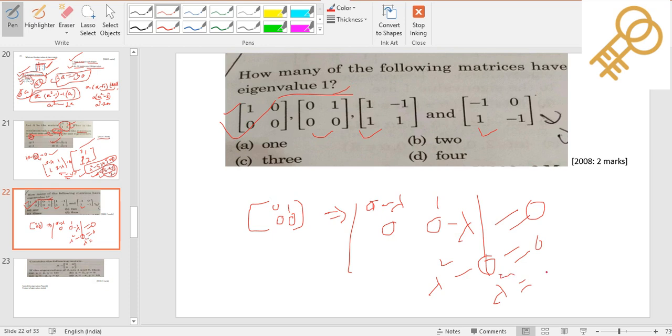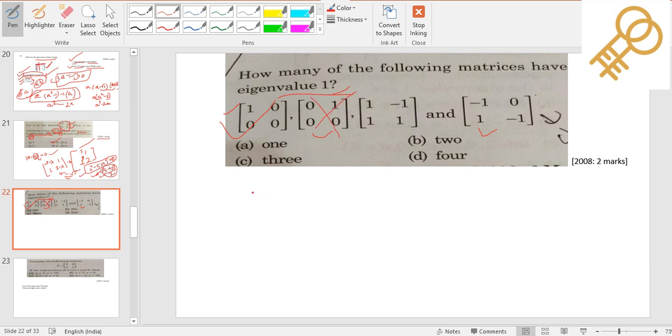So lambda square is 0, so you'll get lambda equal to 0, 0. You'll get two values of lambda, that is 0, 0. So it does not have 1 as an eigenvalue. Moving towards the next matrix, the next matrix is 1, minus 1, 1 and then again 1.